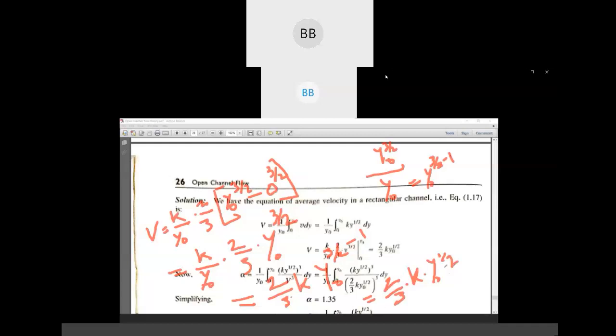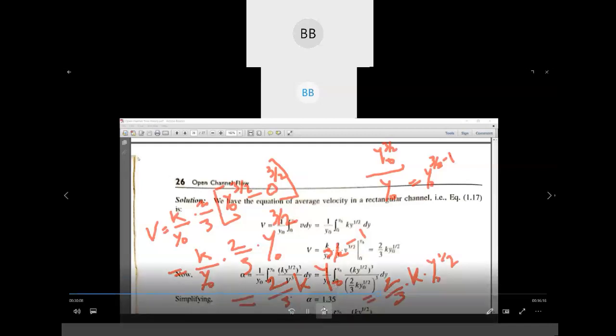So your ultimate expression will be 2 by 3 k y naught to the power half. So this is your final expression for your average velocity.